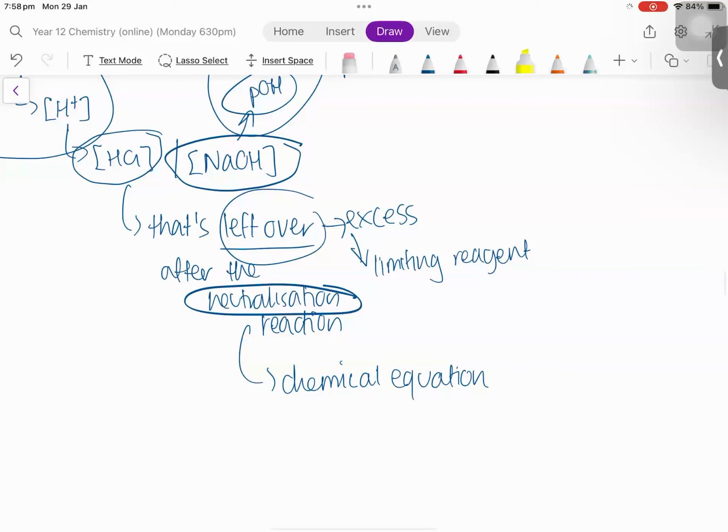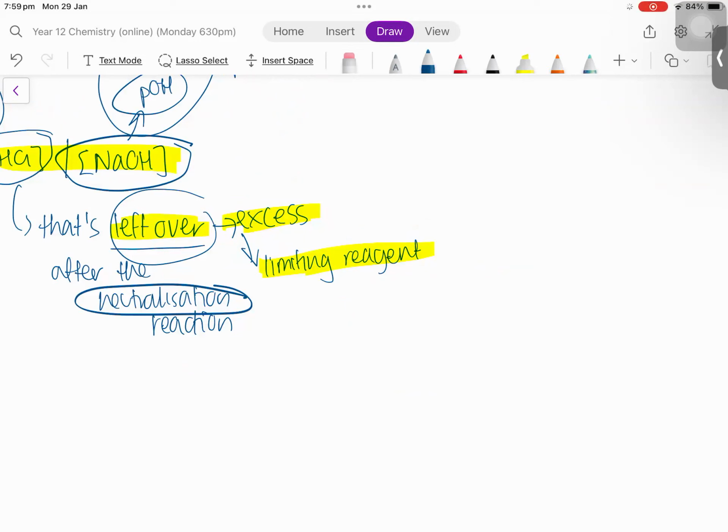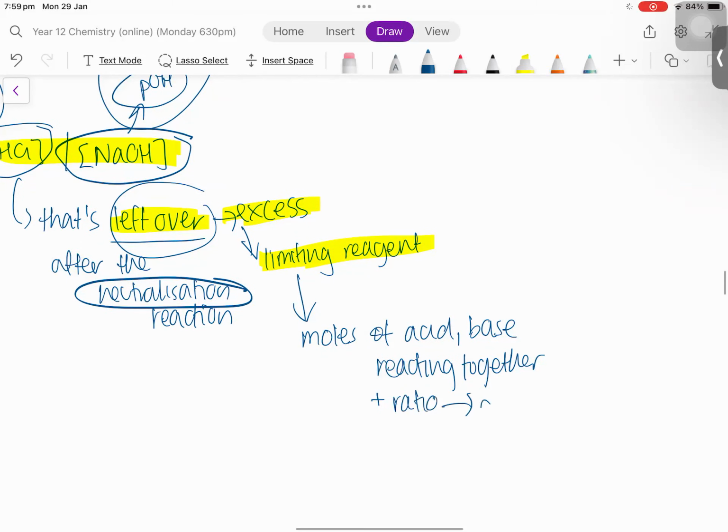So working backwards, I need my concentration of acid or base that's left over. For me to know what's left over, I need to know what the limiting reagent is. For me to know the limiting reagent, I'm going to fill in a few gaps. For me to know what's left over, that's the excess. For me to know what's the excess, I need to know the limiting reagent. For me to know the limiting reagent, I need to know the moles of the acid and the base that are reacting together. And in combination with that, I don't just need to know the moles, I need to know the ratio in which they react. And the ratio I get from the chemical equation.